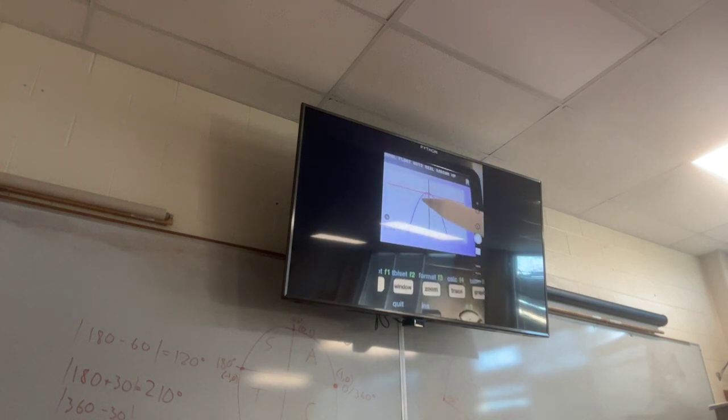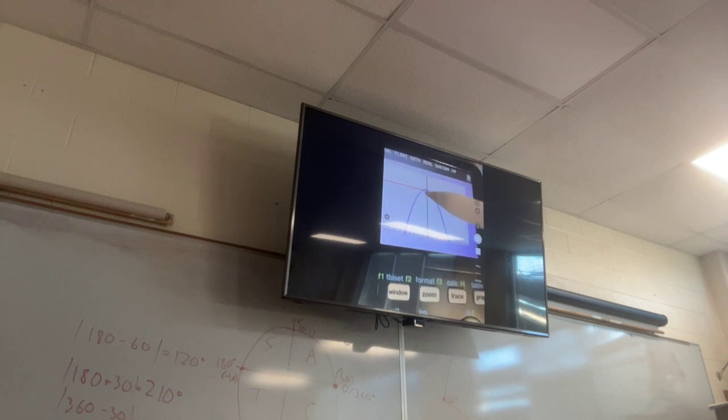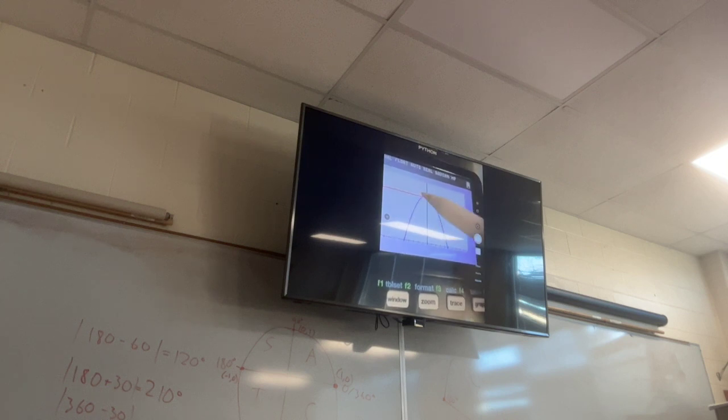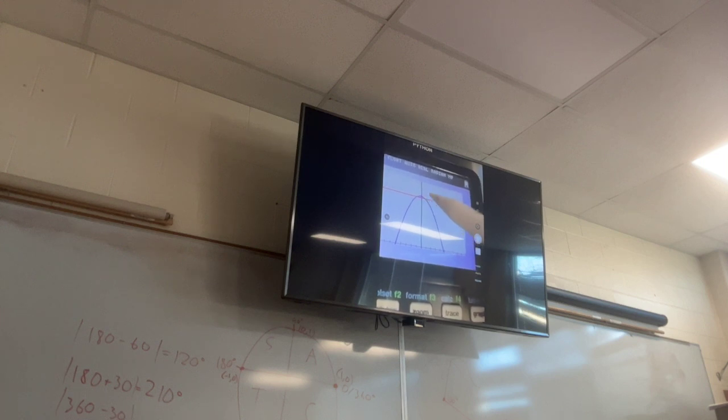Okay, which intersection do I want? This one, the first one, or the second one? The first one, not quite, actually. Can x be negative? Can time be negative? So I have to work in the positive. Yeah, I want the right intersection because my value for time can't be negative.